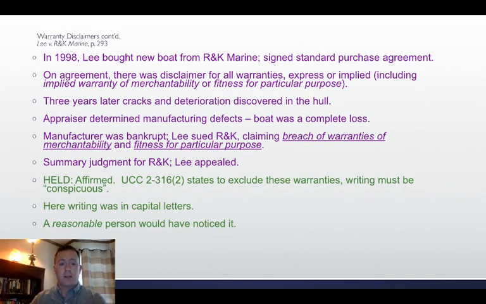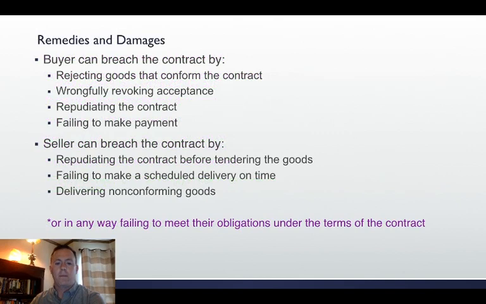He bought this boat that completely fell apart after only 3 years, and they had protected their contractual rights, basically.